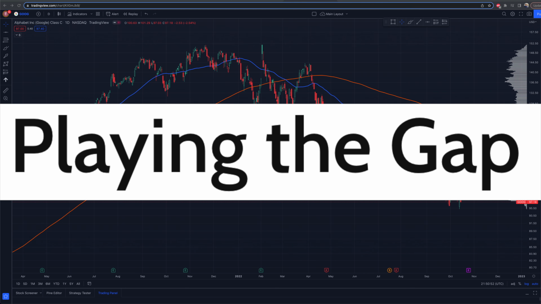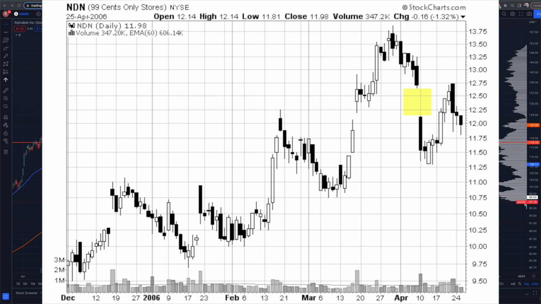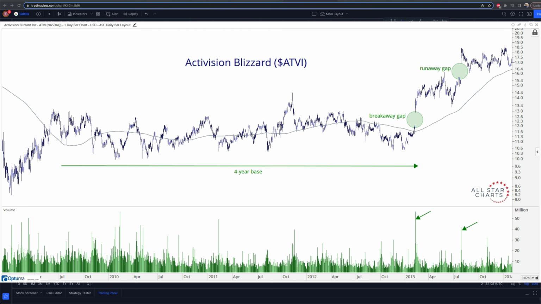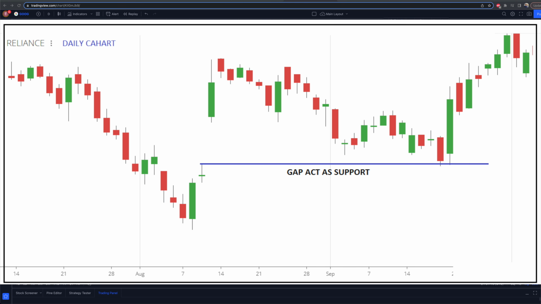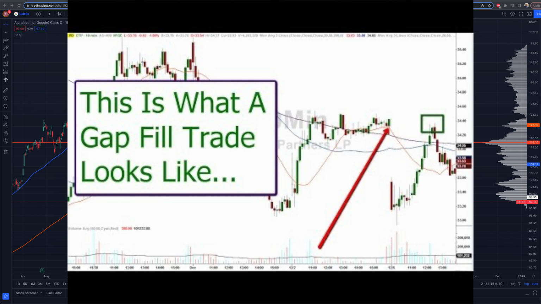Trading the gap fill can be one of the most rewarding trades you can make, and it's often a very high probability trade. In this video, we're going to walk you through not only what the gap fill trade is, but how to identify it and take advantage of it in your own trading.